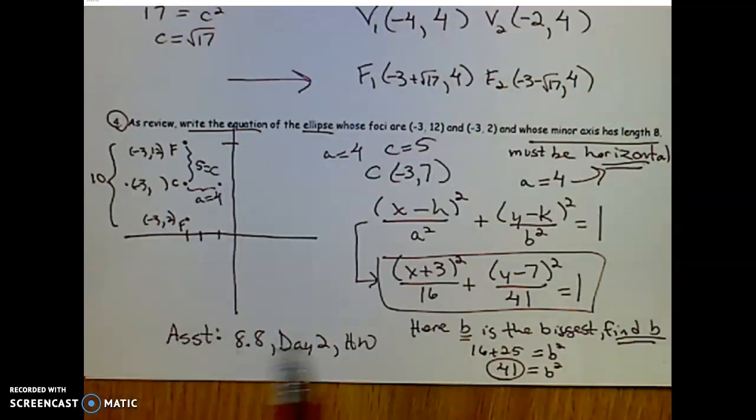Okay, in our final moments, please check if you would. Here, my major axis is vertical, B is the biggest, I found B squared, and customized my equation. Plugged in my center. Please check with mine if you would, and have a great day.